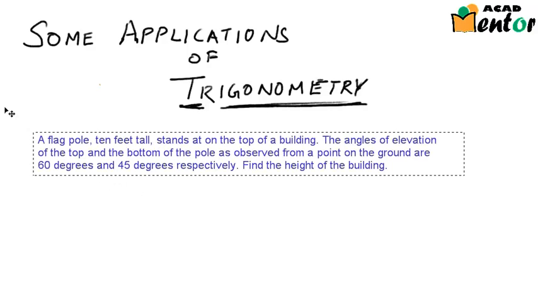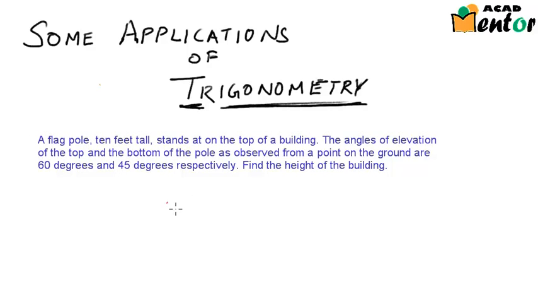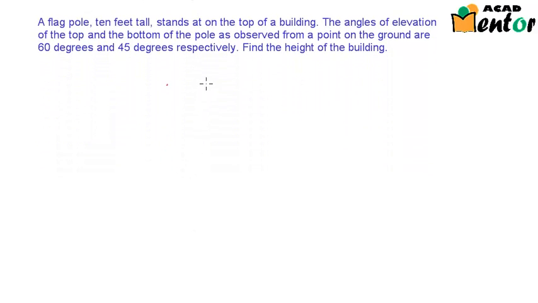So here's the question. It says a flagpole which is 10 feet tall stands at the top of a building. The angles of elevation of the top and the bottom of the pole as observed from a point on the ground are 60 degrees and 45 degrees respectively. Find the height of the building. So let's first draw the figure.